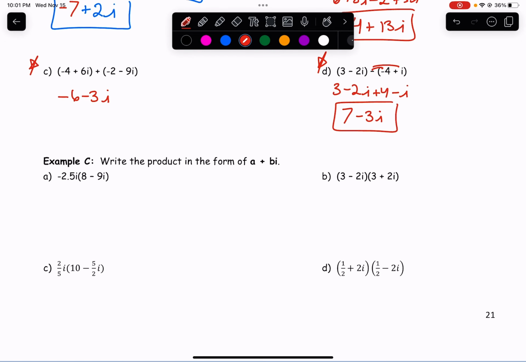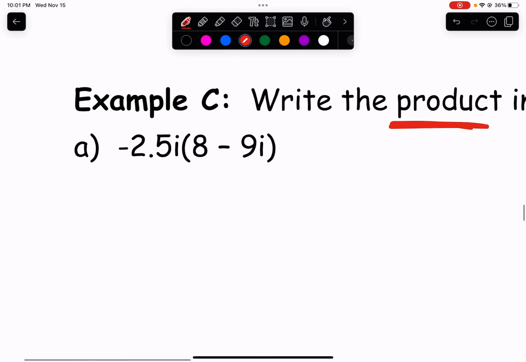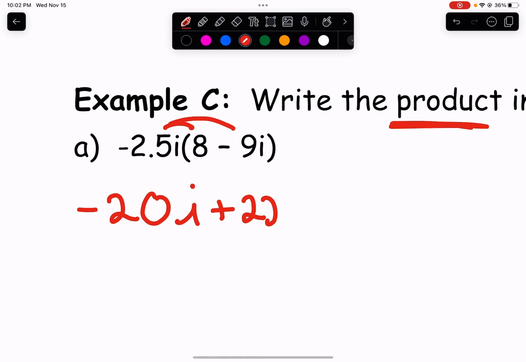All right, so now we're going to go ahead and write the product. Product means we're multiplying now. So again, you're going to treat i's like variables until we end up with powers on the i. Okay, so we go ahead and distribute this just like we normally would. So we would do negative 2.5 times 8, and we get negative 20i, because there was an i on that negative 2.5. Then we're going to go ahead and do negative 2.5i times negative 9i, which is going to give us a plus 22.5. And then we have i times i, which gives us an i squared.